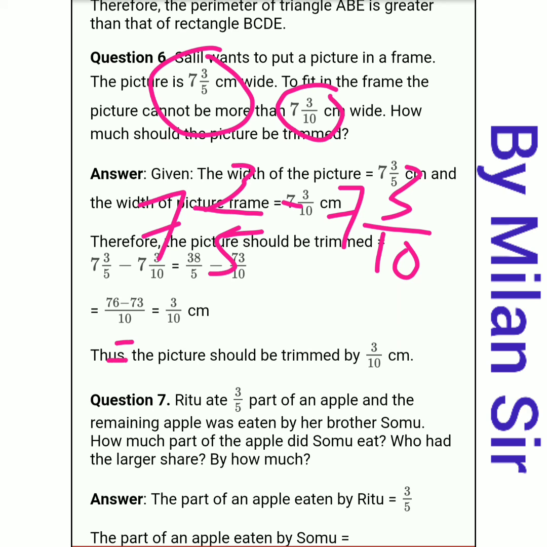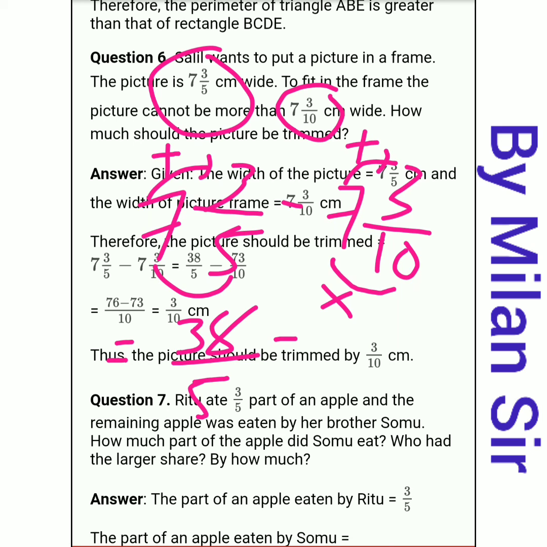So first of all we need to convert these mixed fractions into improper fractions. Just multiply 5 with 7. 7 fives are 35. Then we need to add the numerator: 35 plus 3, 38 by 5. Then the negative sign. Then here 10 into 7, 10 multiply 7 is 70. Then we need to add 3. So 70 plus 3 is 73 by 10. Okay, so 38 by 5 minus 73 by 10.